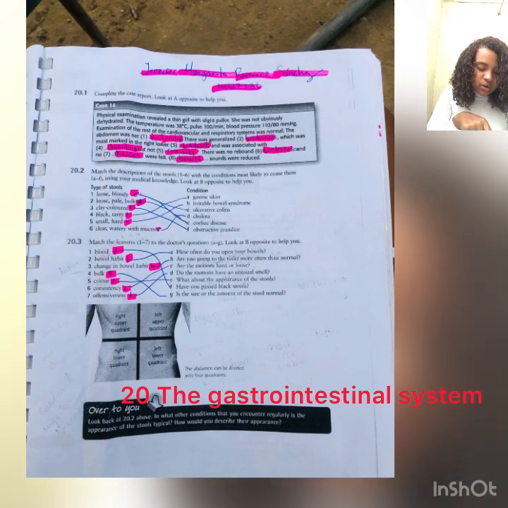Number 4. Bulk. Is the size or amount of the stool normal? Number 5. Color. What about the appearance of the stool? And number 6. Consistency. Are your motions hard or loose? Number 7. Offensiveness. Do you notice an unusual smell?